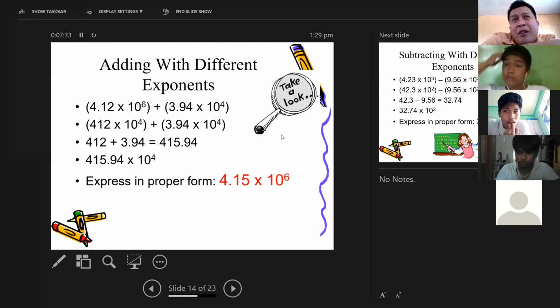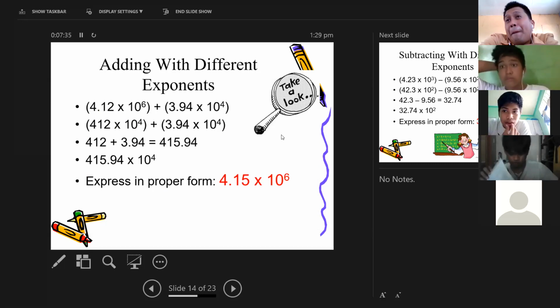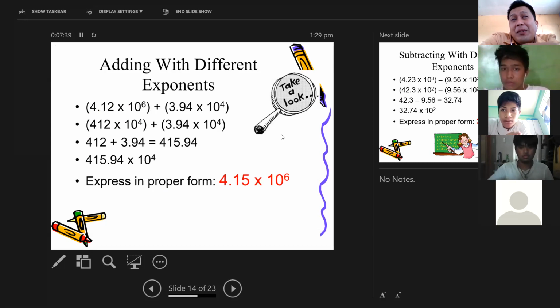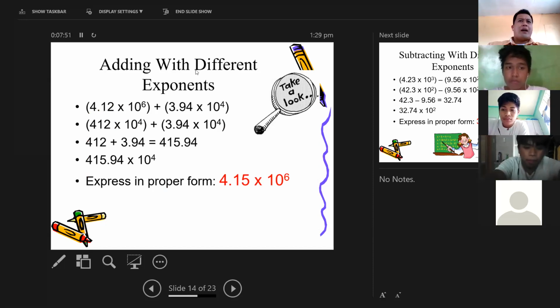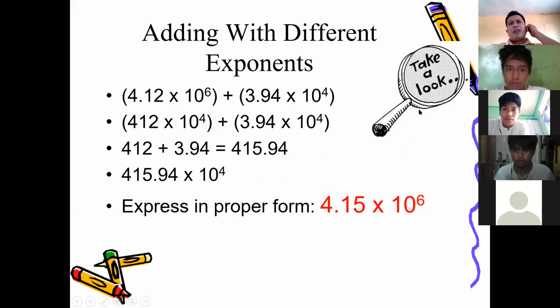Again, make 6 equal to 4 or make 4 equal to 6. How will we do that? In the solution, instead of writing 4.12 times 10 to the power of 6, it was written as 412 times 10 to the power of 4. Just the same as the concern of James a while ago. However, how about we do that the other way around?